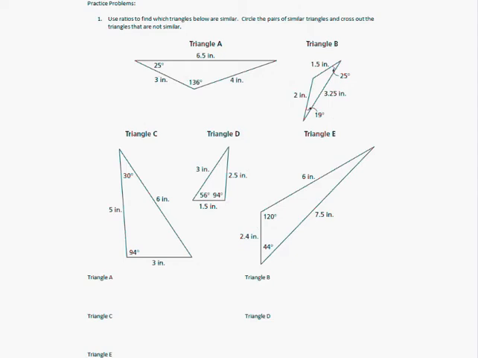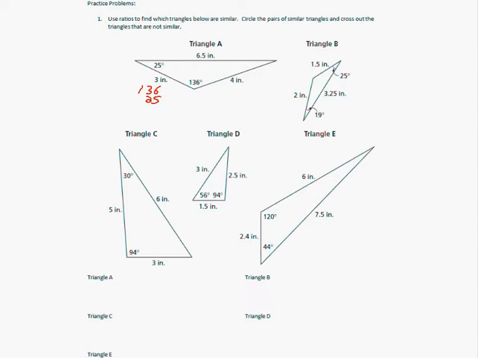So, use ratios to find which triangles below are similar. Circle the pairs of similar triangles and cross out the triangles that are not similar. So we have 5 triangles, same exact thing we just did. First, let's worry about the angles. 25 and 136.